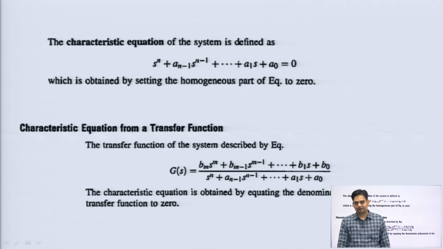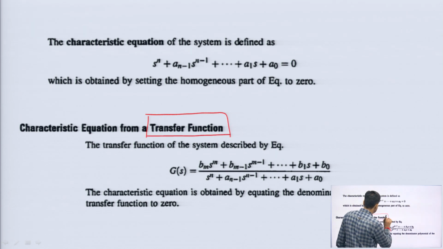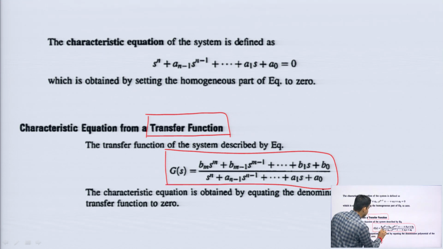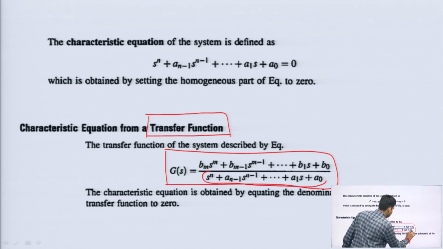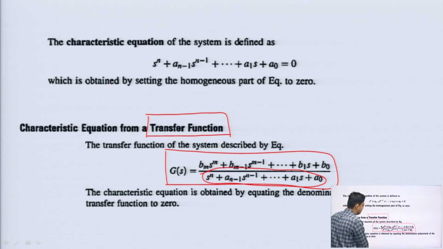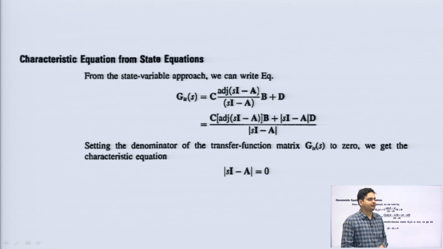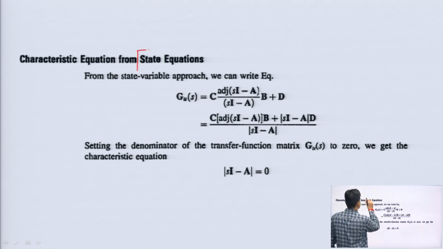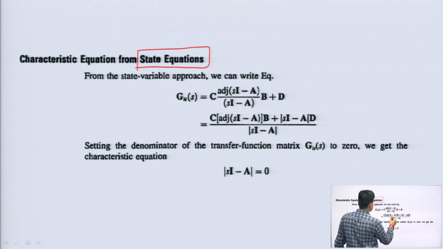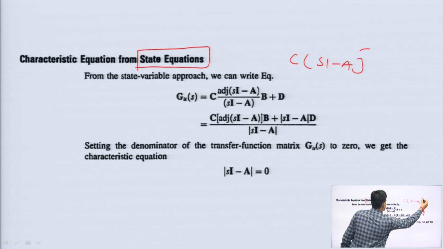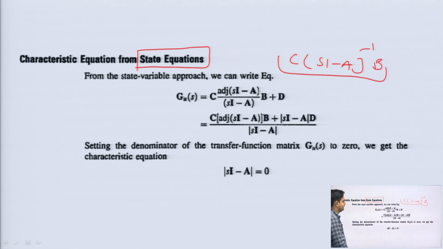The characteristic equation can also be obtained from the transfer function. If the transfer function is given to you in this manner, then you need to put the denominator polynomial equal to 0, and the expression obtained will be the characteristic equation. The third method is to obtain it from the state equation: you have to calculate C (SI minus A) inverse. If you solve it, you will get the characteristic equation.